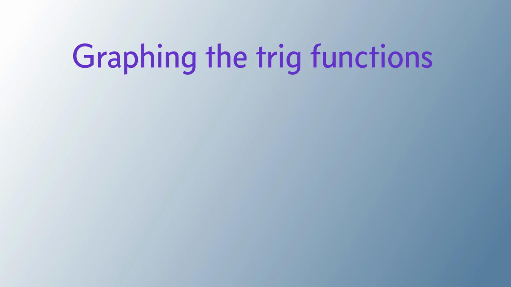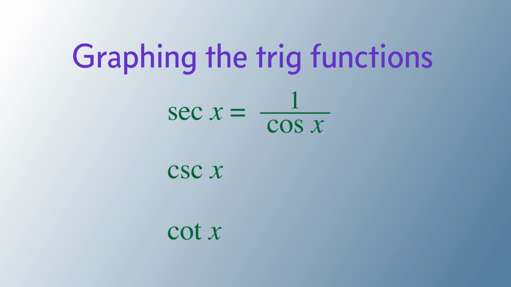We've now graphed sine, cosine, and tangent. The remaining trig functions we need to graph are the reciprocals of these three. So first, let's see what happens with numbers when you compute their reciprocals, and then we'll apply this concept to each of the graphs we've done.